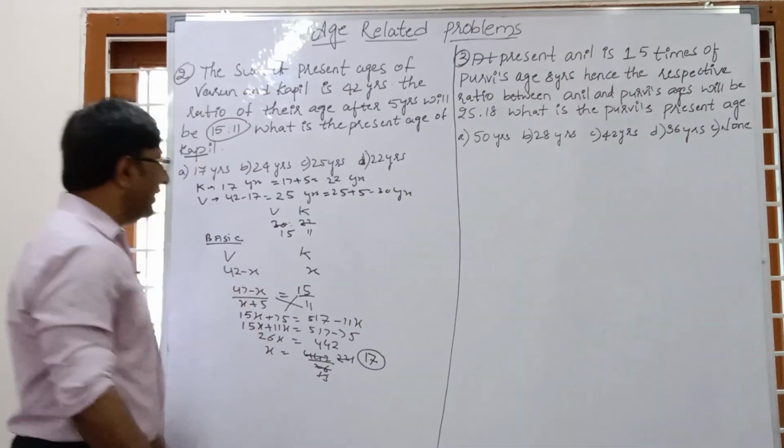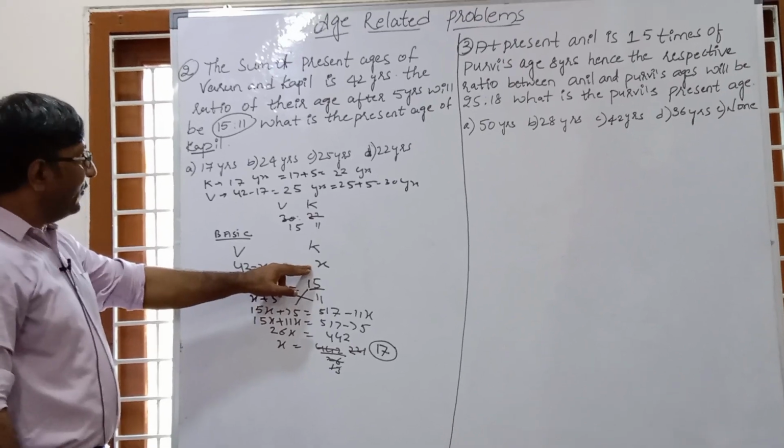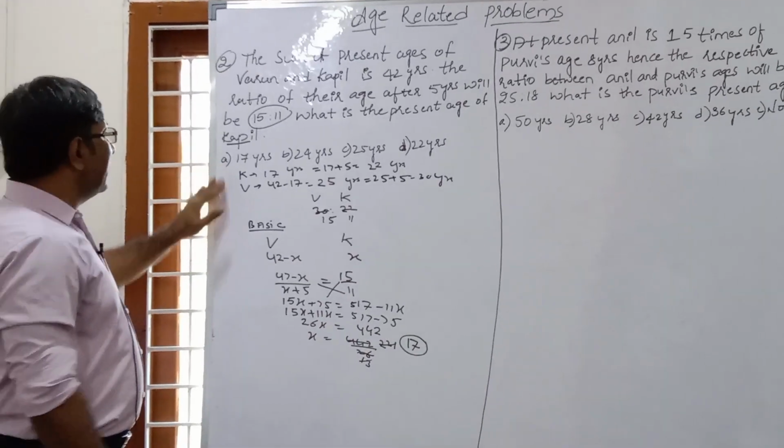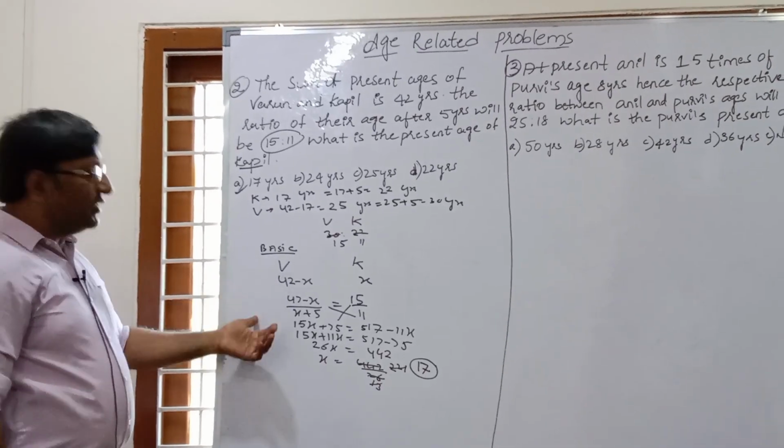This is 17. So x is 17, that is, the present age of Kapil is 17. So our correct answer is 17. So in this way we can solve the question by the basic method.